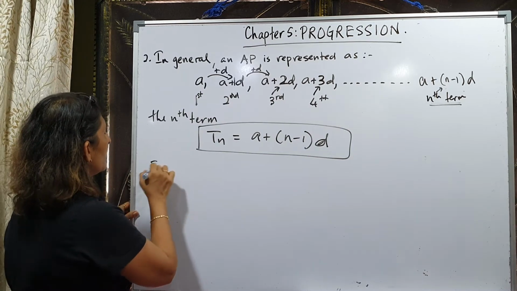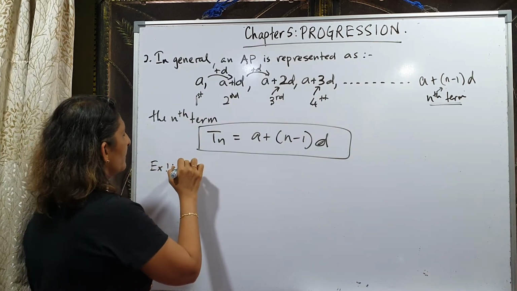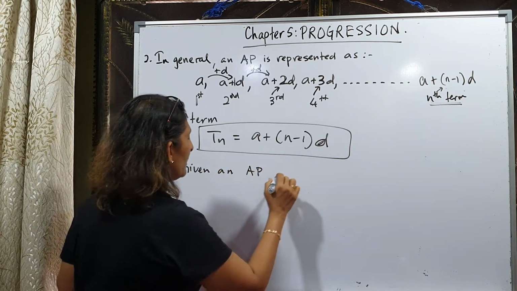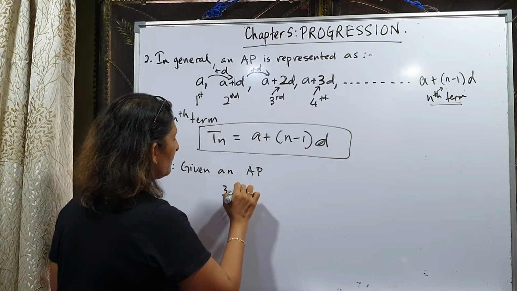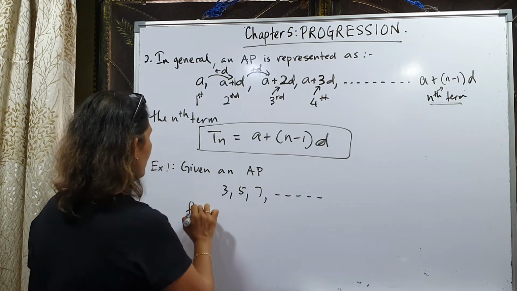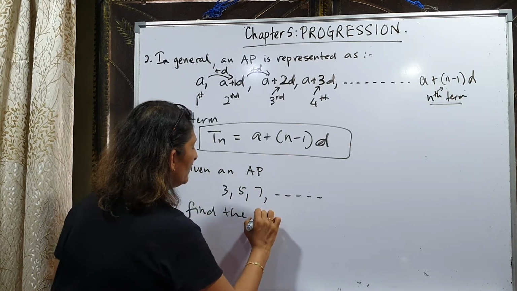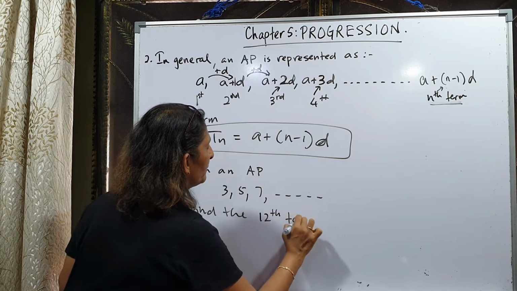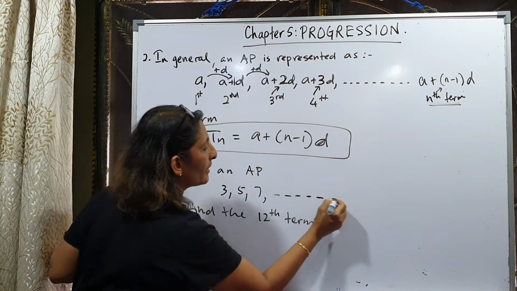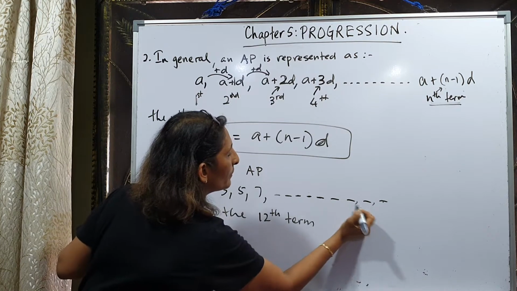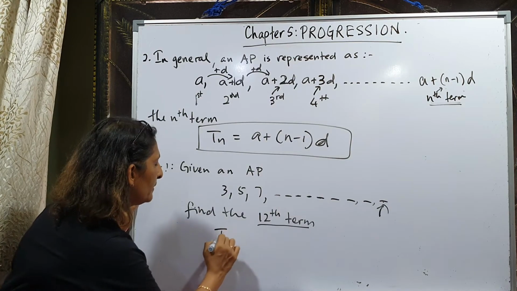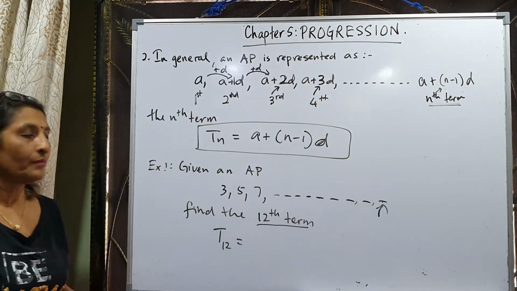For example, given an arithmetic progression, let's say 3, 5, 7, dot dot dot, find the 12th term. Okay, you want to find out what is the 12th number. 1, 2, 3, 4, 5, 6, 7, 8, 9, 10, 11, 12. This one. You want to find out what number is it here, the 12th term. So when you see 12th term, you write there T12. The 12th term is T12.